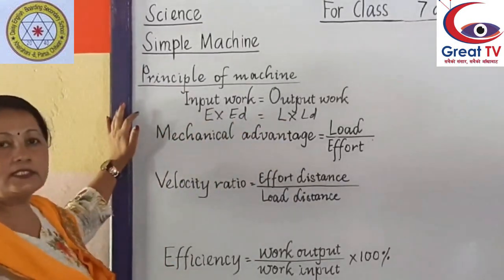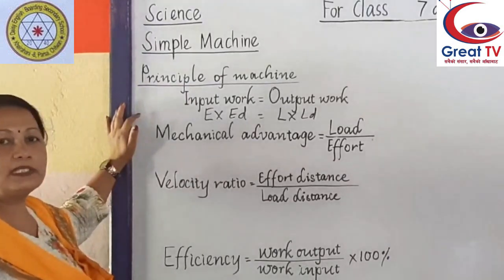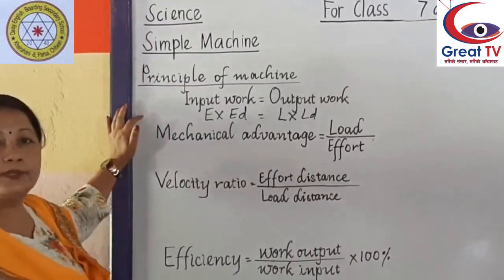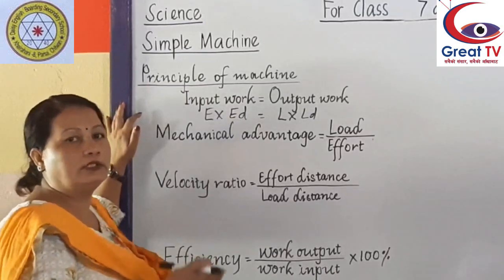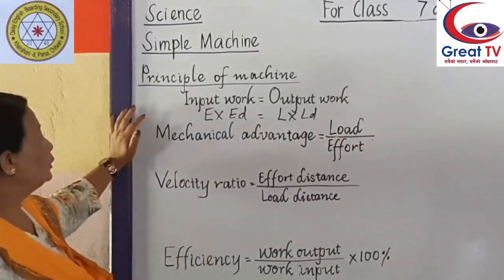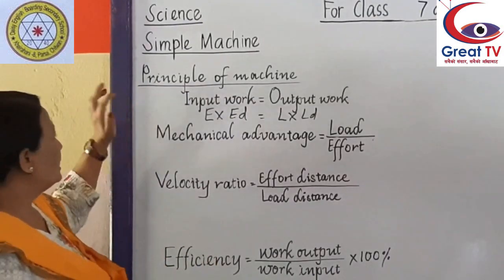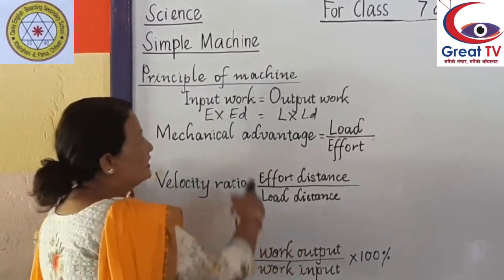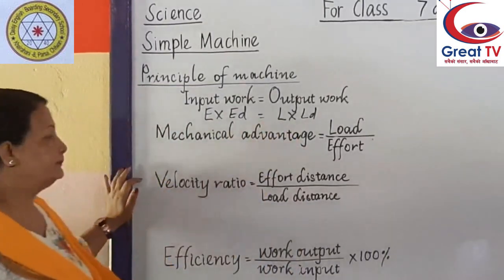But in practice, perfect machines are not found because they have friction. So in that case, input work is always greater than output work.